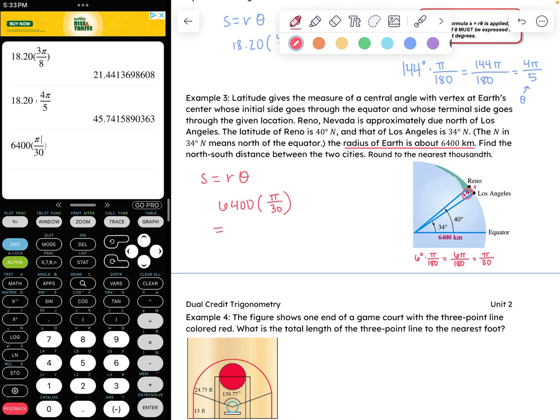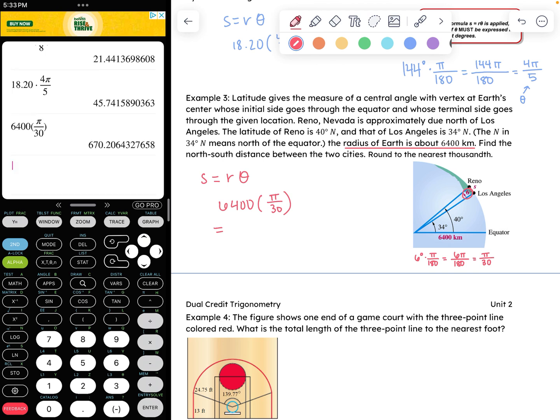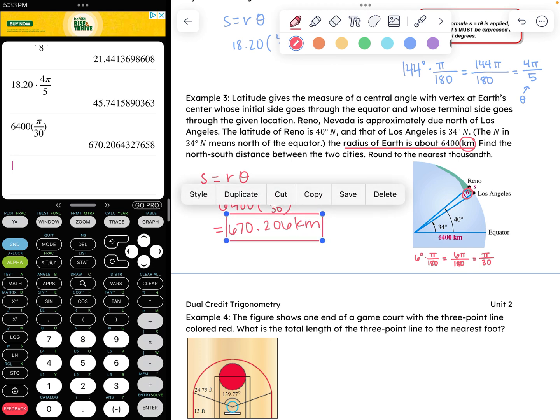There we go. And it's going to give me 670 point. This one also says round to the nearest thousandth, so 206. And we are dealing in kilometers this time. So 670.206 kilometers is the distance between those two cities.